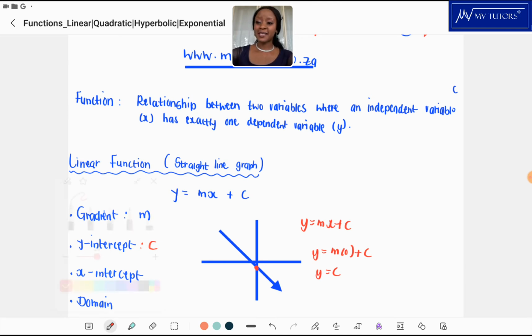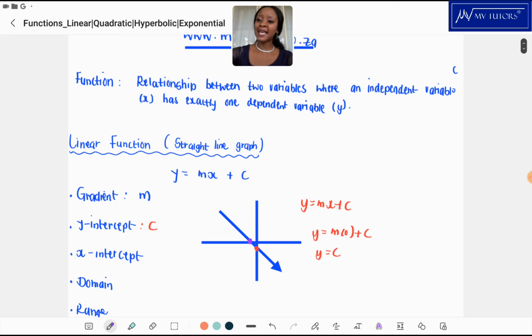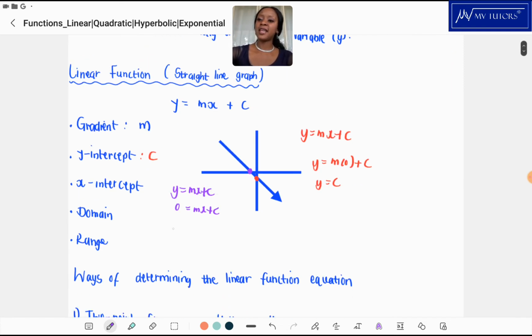Then you get your x-intercept. That's where the function cuts the x-axis, and it cuts it over here. On the x-axis, that is where y is 0. So if you were to calculate the x-intercept, you have your equation, y is equal to mx plus c. You would make y 0. Then you would take negative mx to the other side, and x would be negative c over m. You can work it out. So that would be your x-intercept.